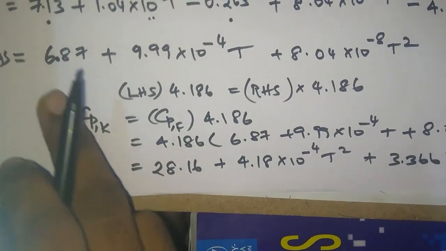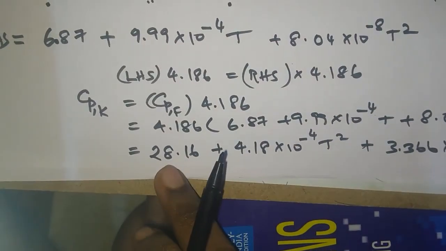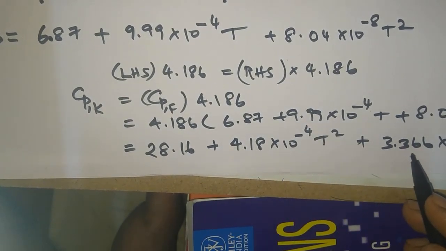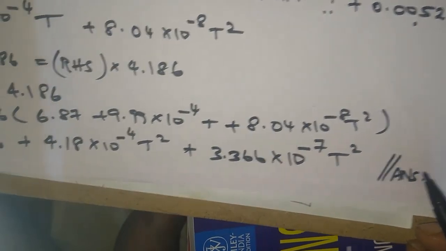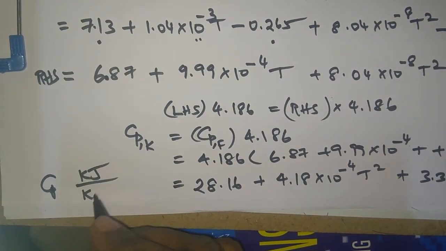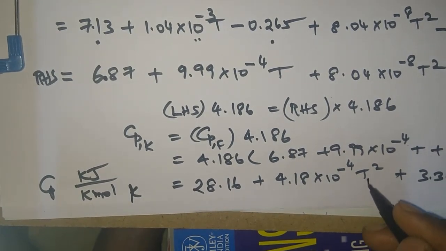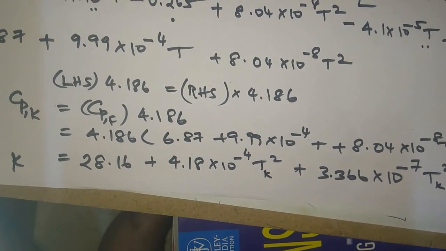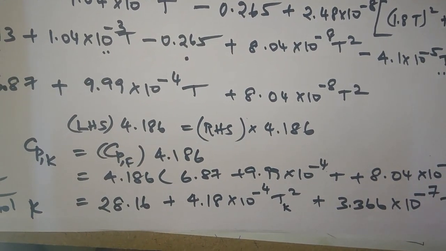So that's why 4.186 multiplied by whatever we got for RHS, we get the final answer as 28.16 plus 4.18 into 10 power minus 4t plus 3.366 into 10 power minus 7 t square. So that is the answer. So this Cp is having the unit of kilojoule per kilomole Kelvin, and right hand side this temperature is in Kelvin. So that is the conversion of an empirical equation from given units to the required units. Thank you.